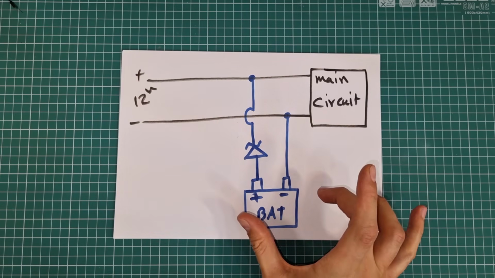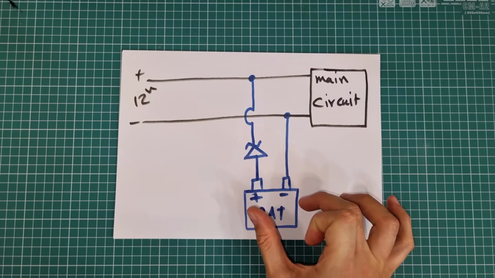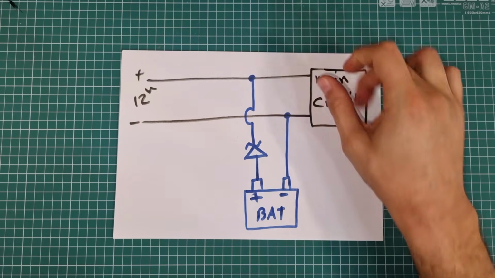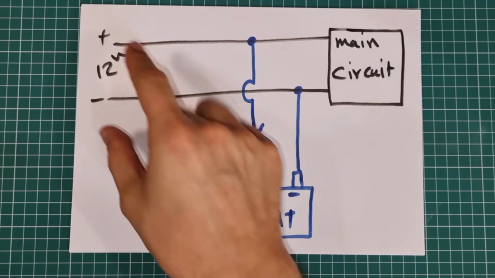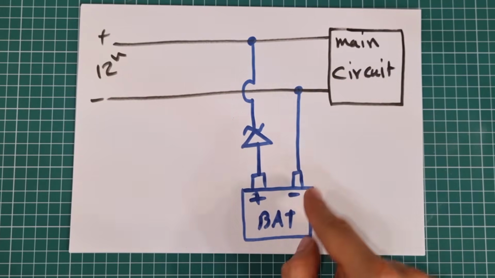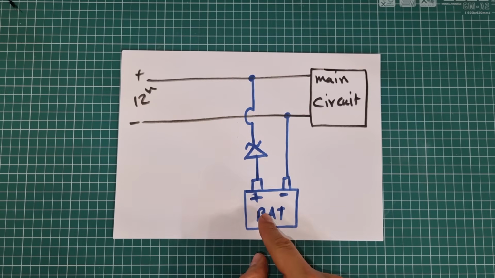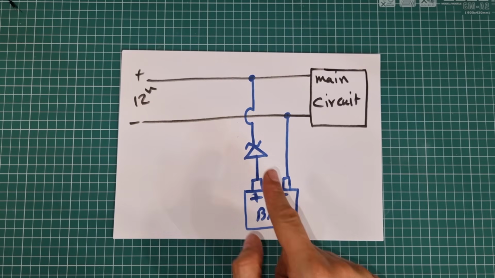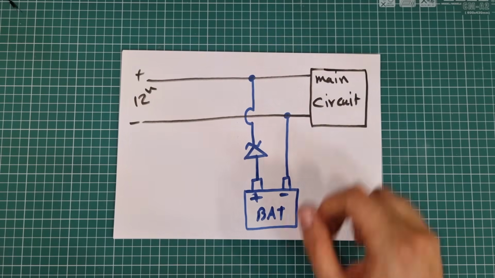Here is the simplest way to connect a backup battery to a power source. Look here, the ground of the battery and the ground of the main power source are connected together here. There is a diode here which connects the 12 volt of the battery to the 12 volt of the main power source.